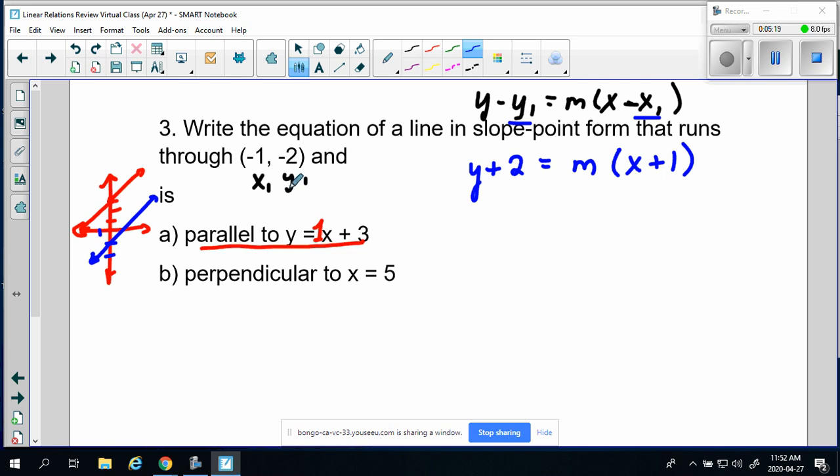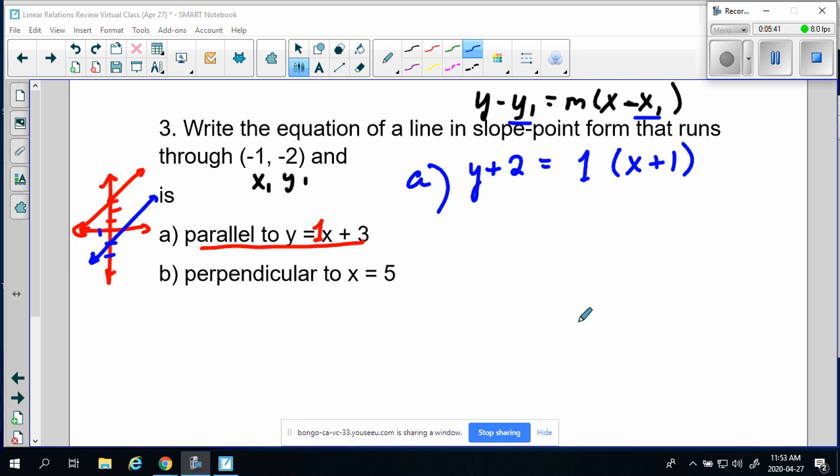There's our blue line. And so the slope of the blue line is the same as the slope of the red line. That's what parallel means. So if they're the same, then we know that the slope of the blue line must also be 1. So instead of writing m, we just need to write 1. And here's our answer, the answer to part A. We have written the equation of the line in slope point form.